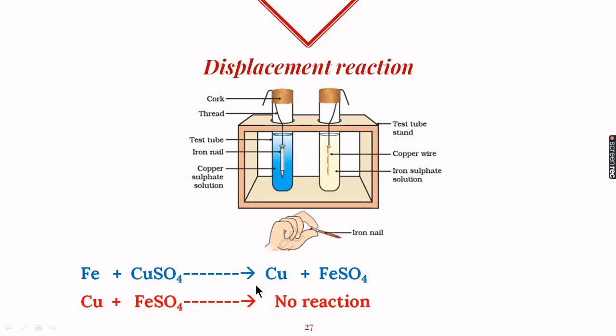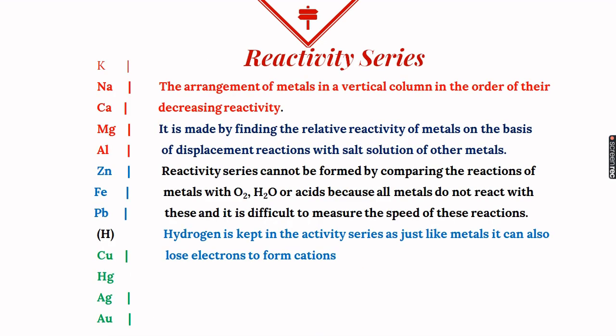Iron plus copper sulfate will form copper and iron sulfate, because iron is more reactive, it has displaced copper. But copper is less reactive, so it will not be able to displace iron from its salt solution. Now, the reactivity series has been made on the basis of this displacement reaction of metal with the salt solutions of other metals, because it is a sure shot method to know whether the reaction will occur or not and whether the metal is more reactive or less reactive.